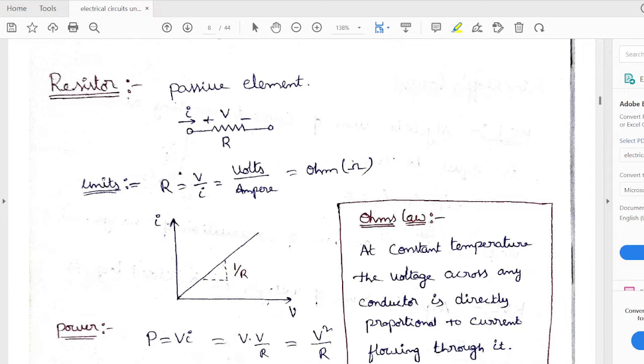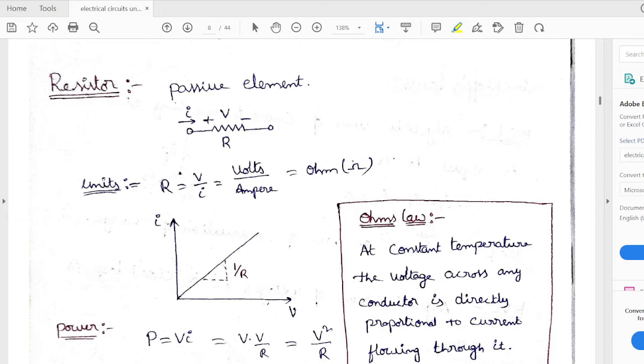Now we'll see what the units for resistance are. Resistor is an element, and resistance is the property of that element to oppose the free flow of electrons. So the units for resistance can be represented with volts per ampere, or in general we will represent with ohms. So the unit for resistance is ohms.